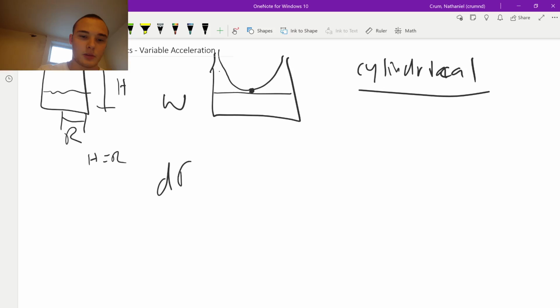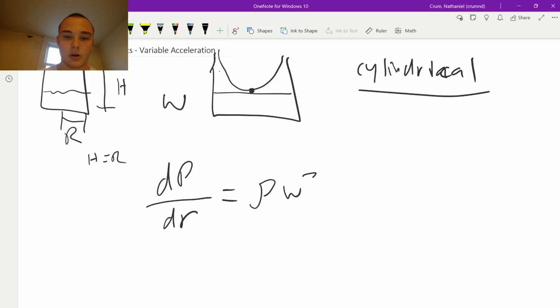So we have dp over dr, and we know that this will be equal to rho omega squared r, and the small r in this case is the specific r at some height of the fluid right here. So this is at some r and at some h right here. So that is a portion of our fluid once it's spinning in an angular direction.